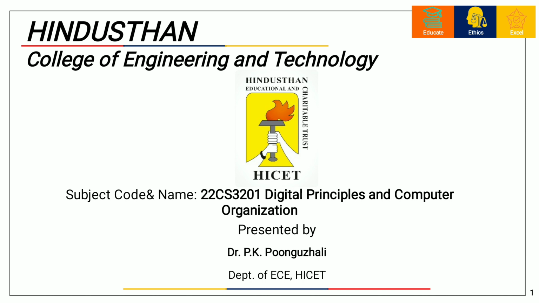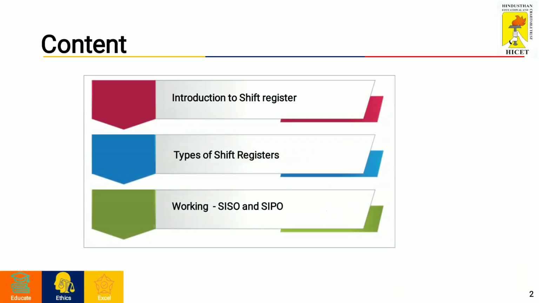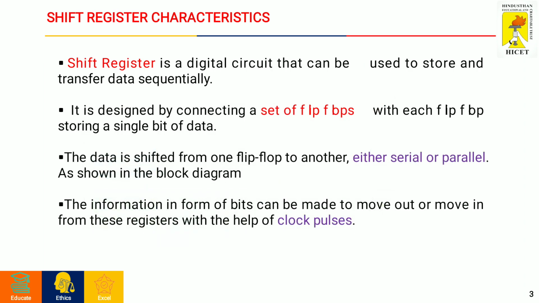And today, we are going to learn about the logical configurations of shift registers, types of shift registers, and the working principle of SISO and SIPO. Shift registers find application in digital circuits for a variety of applications, including data storage, serial to parallel and parallel to serial data conversion, shift and rotate operations, and frequency division. They are also used in communication systems such as in serial data transmission and reception.